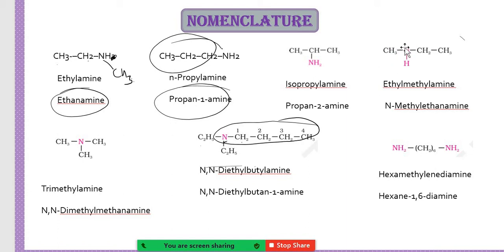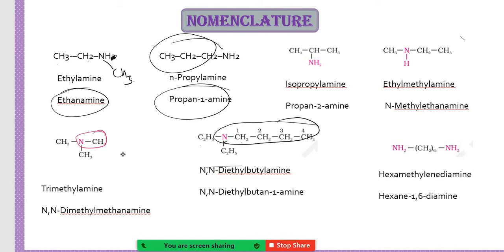Because you can see the methyl group is attached to N. And suppose if there are 3, then we can just choose any 2 because they all are the same, they all have 1 carbon only. So it will be N,N-dimethyl because there are 2 methyls. So you have to tell the position where they are attached. They are attached to N. So N,N-dimethylmethanamine.